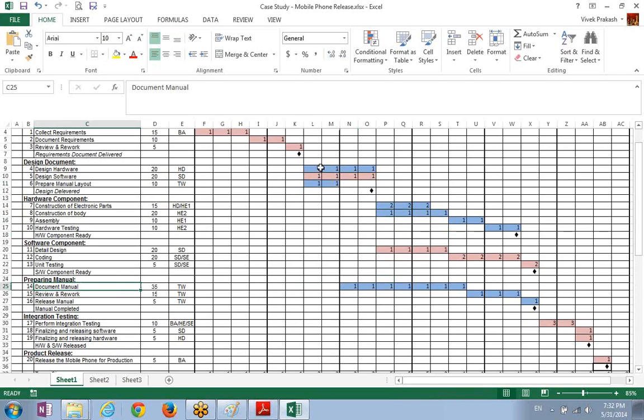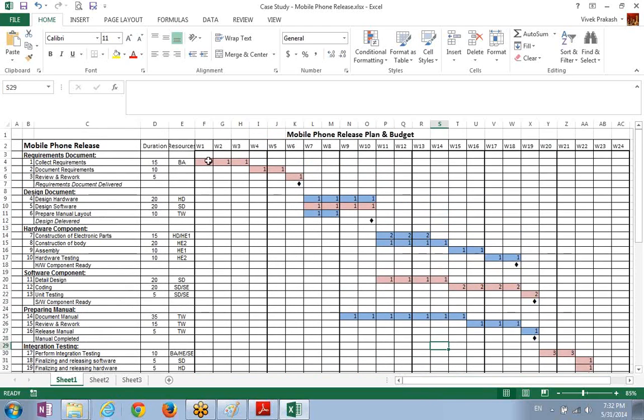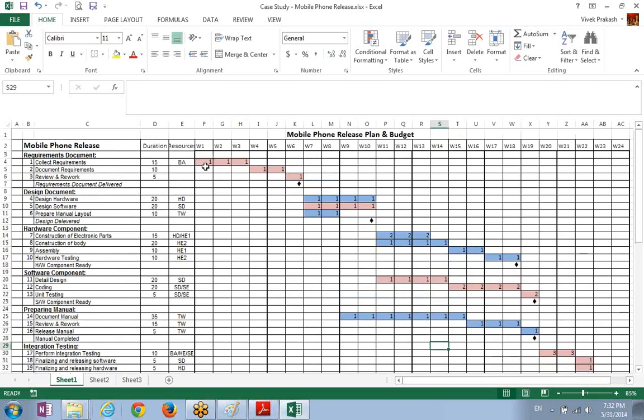The document manual depends upon this. So as soon as your manual layout is complete, the document manual is started, which is 2 weeks in parallel with the design. Right? The red one which you are seeing is actually the critical path. Now what I have done is I have put the loading also, that is, who is the person doing this job.